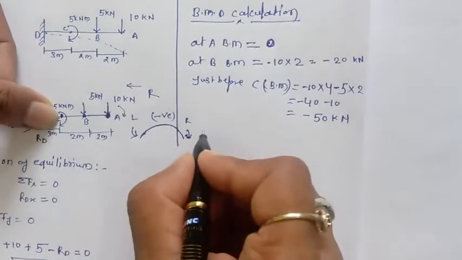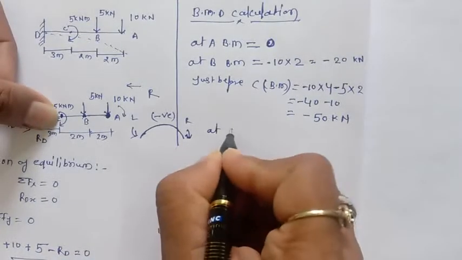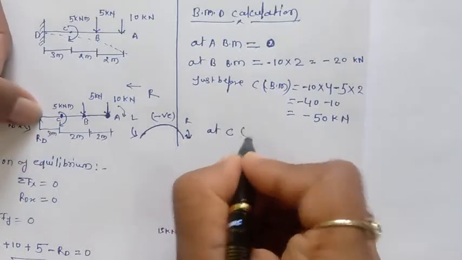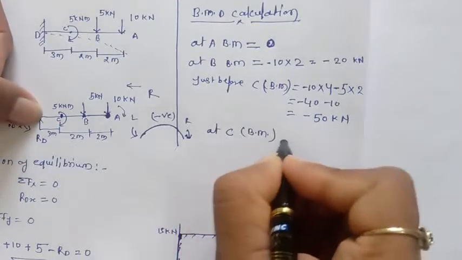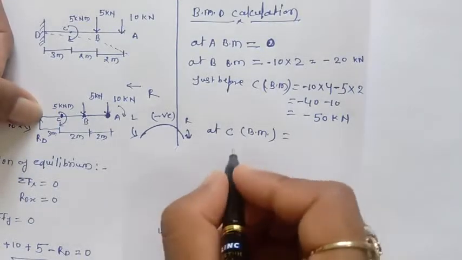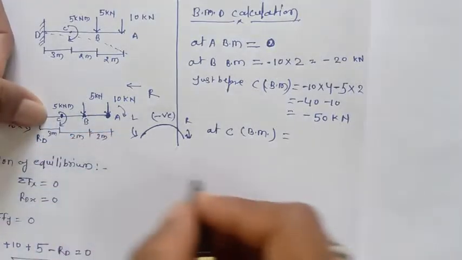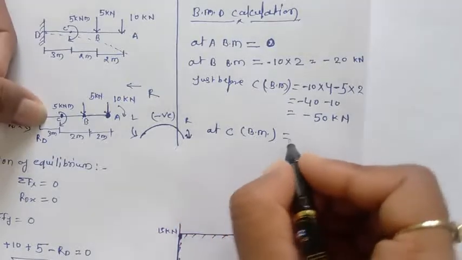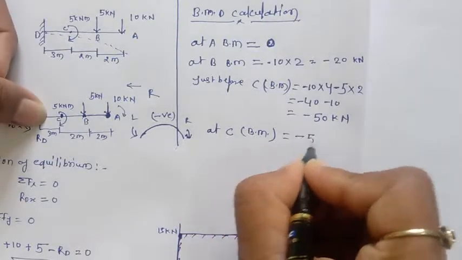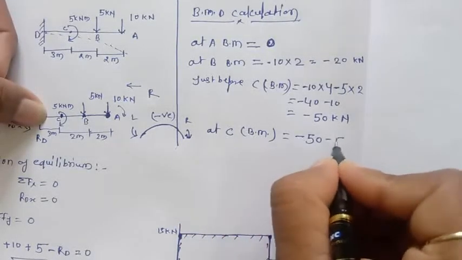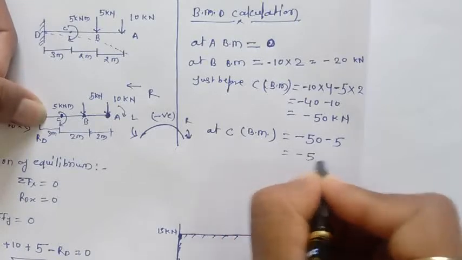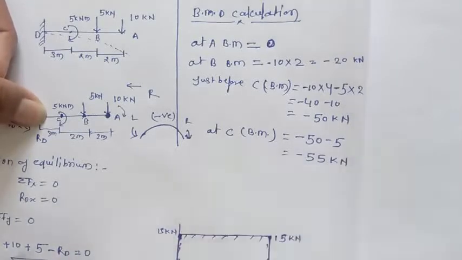Then at C, the bending moment will be, so same, this 5 kilonewton will come into the picture because the moment is there, so that is nothing but minus 50 and minus 5, that is nothing but minus 55 kilonewton.